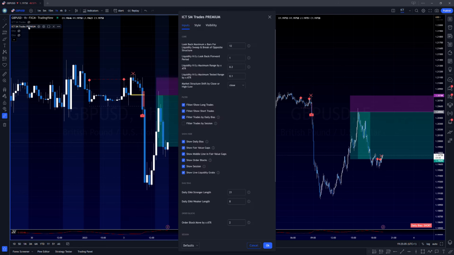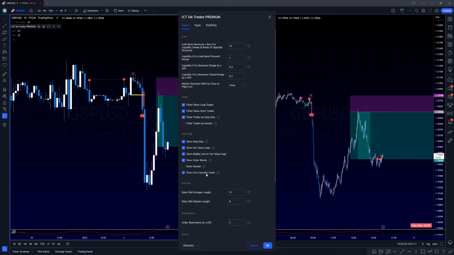Okay, and what else do we have here? Show order blocks, show session. It means only that the background of the session will be printed. And show live liquidity graphs. This is the next feature that was most wanted as well.